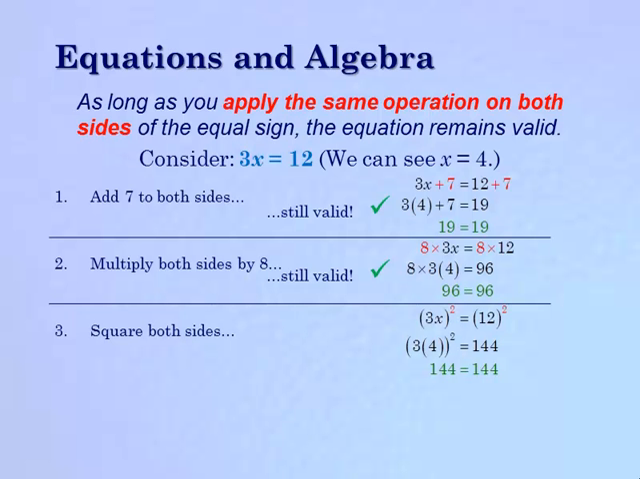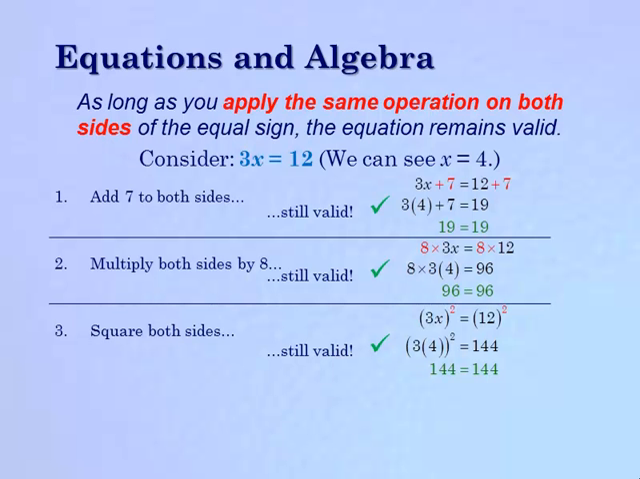Suppose we were to square both sides, 3x squared and 12 squared. Well, 12 squared is 144, and 3x squared, if we substitute our known solution of 4, we also get 144. So if we square both sides, things still remain valid.